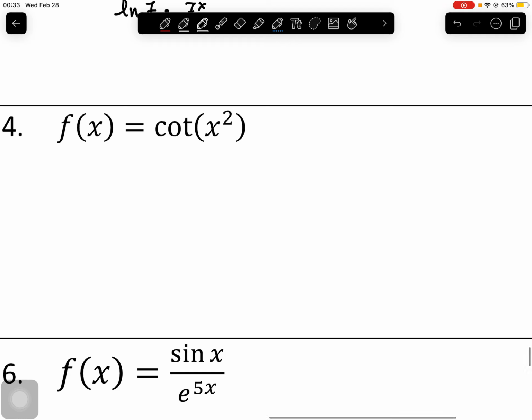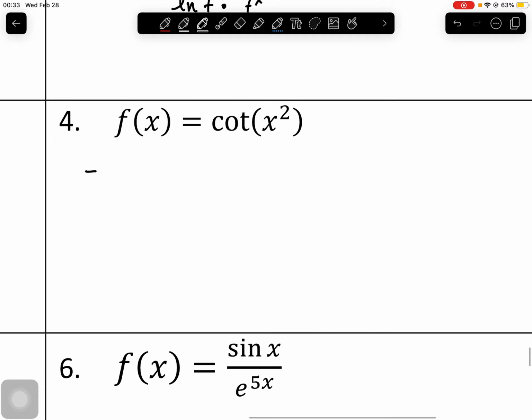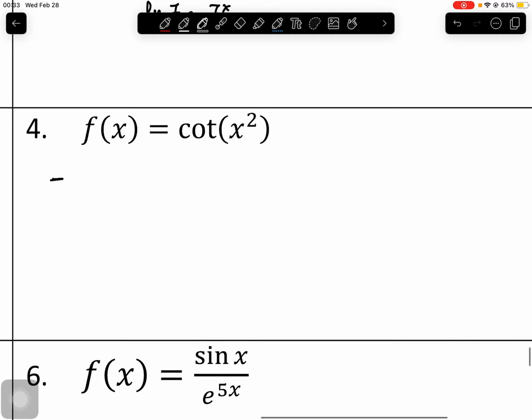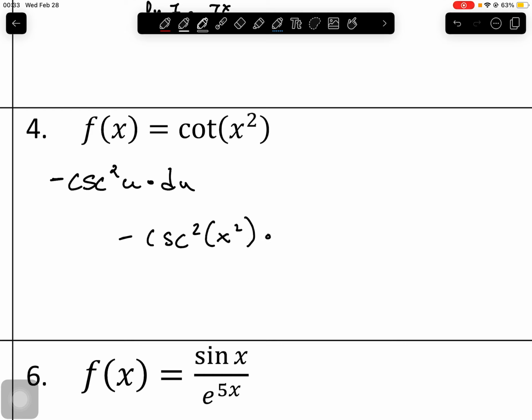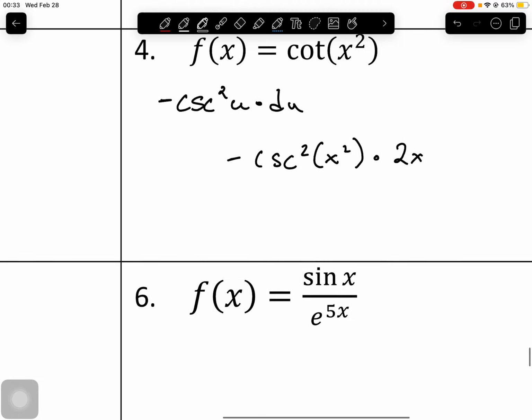Now, the cotan, if it's cotan, cosine, or cosecant, they all have a negative. So it's going to be negative. And then if it's cotan, another way you remember is coat in a closet. So it's going to be negative cosecant squared u times du. So in this case, it's basically going to be negative cosecant squared parentheses x squared times the derivative of x squared, which is basically 2x, and that's our answer.